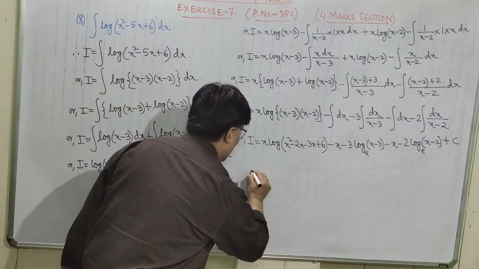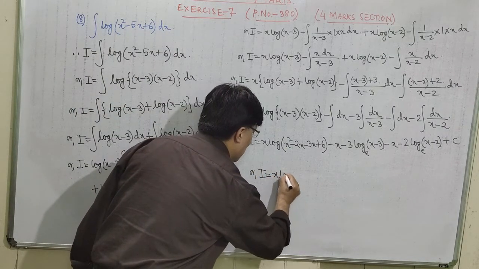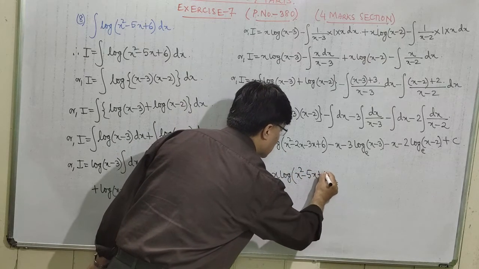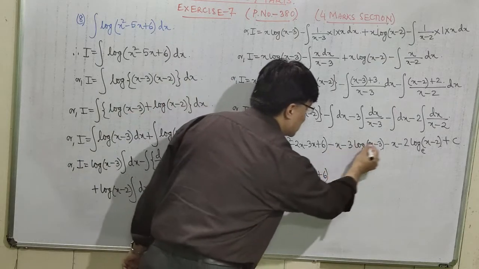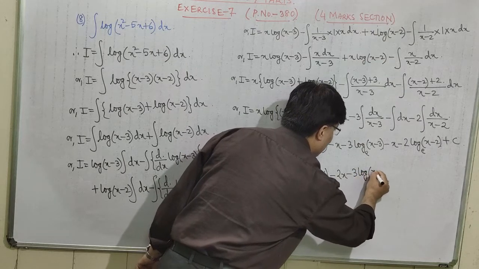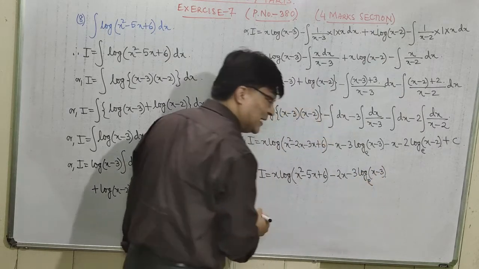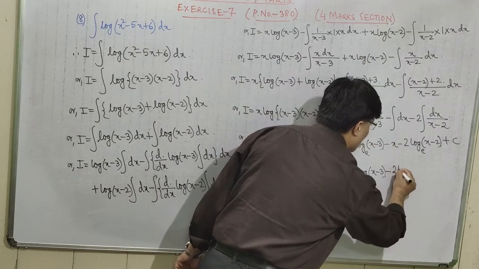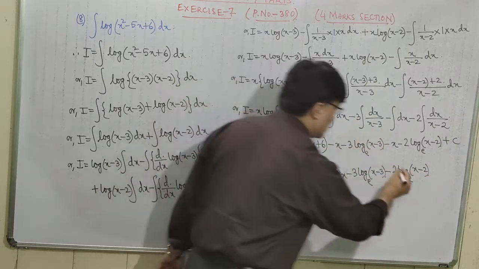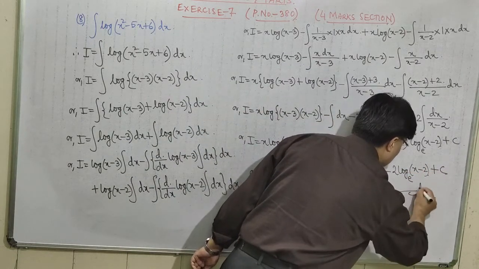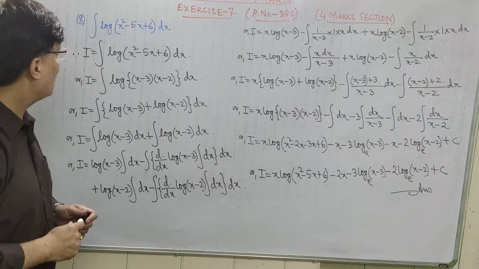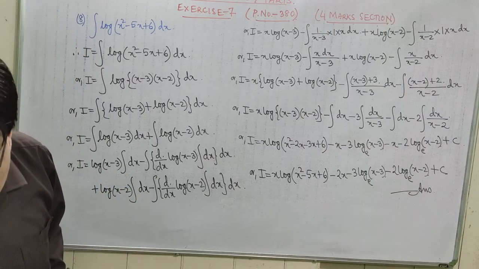Okay. So I is equal to, this is x log of, within bracket, let us simplify it, x square minus 5x plus 6. Okay. Minus x is minus 2x minus 3 log of, within bracket, x minus 3, the base is e. Then minus 2 log, within bracket, x minus 2, the base is e. Then what do you write? Plus c. So this is the final answer. So you can copy it. Now we'll do the next question.